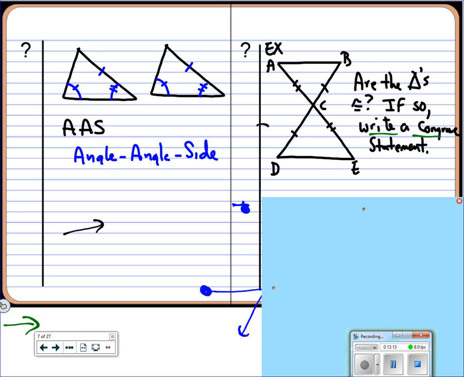Now I'm hoping that you marked those two angles right there congruent, right? These two angles are congruent because of vertical angles. I don't need to tell you they're congruent, they're automatic. And when I see this figure, you'll see this figure a lot, I automatically mark those angles congruent.